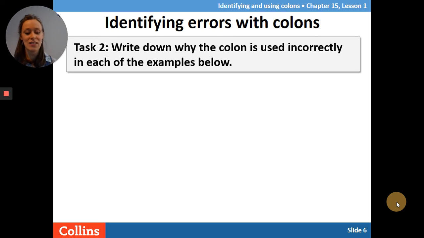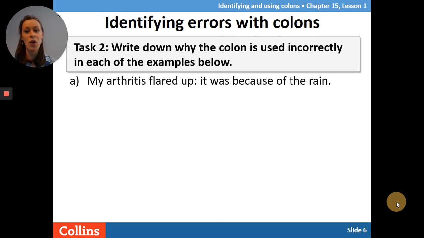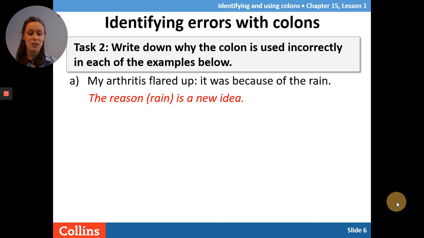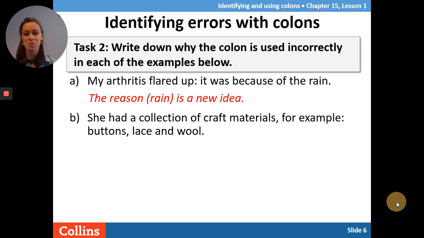So let's have a look at these errors with colons and see if we can work out why they are incorrect. My arthritis flared up: it was because of the rain. Intriguing. Well, we've actually got two quite different parts of this sentence. My arthritis flared up, and then it was because of the rain. In fact, a better choice of punctuation there might be the semicolon, because those two could be linked. Arthritis can be exacerbated by wet weather, some people believe. So a different choice of punctuation would fix that.